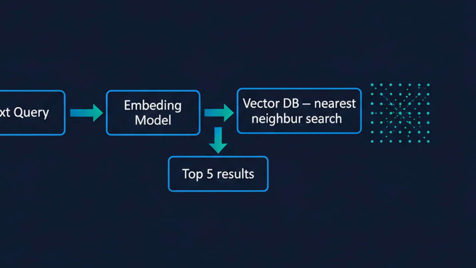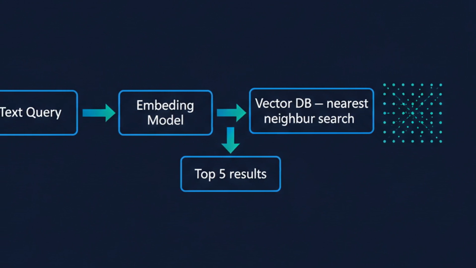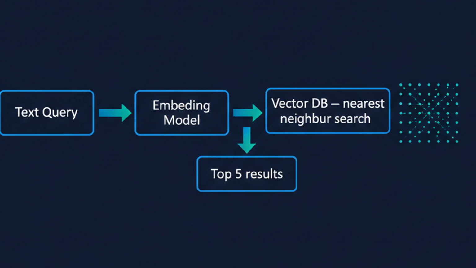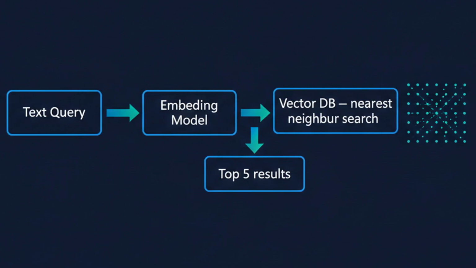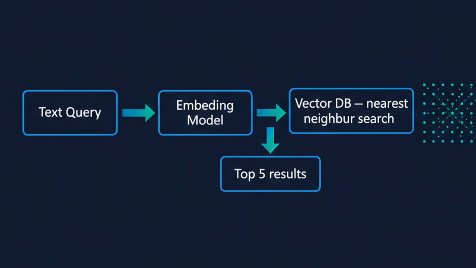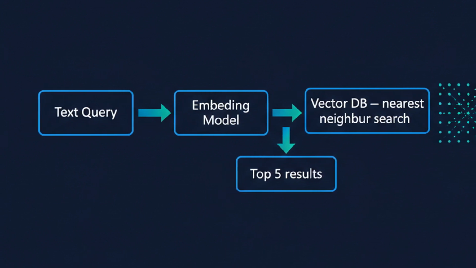Before we compare anything, let us agree on what these tools do. A vector database stores embeddings, long lists of numbers that capture the meaning of text, images, or audio. When a user asks a question, you convert it into a vector and ask the database, find me the closest vectors to this one. That is similarity search, and it is the engine behind RAG, semantic search, and recommendations. The hard part is doing this fast across millions of vectors.